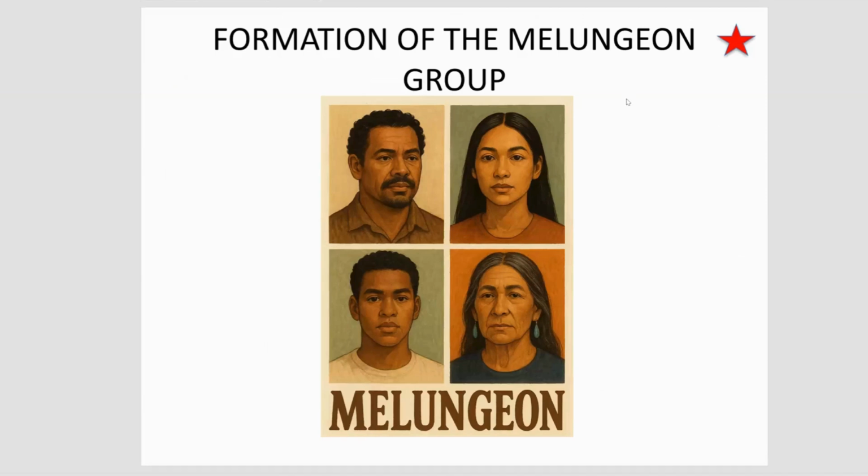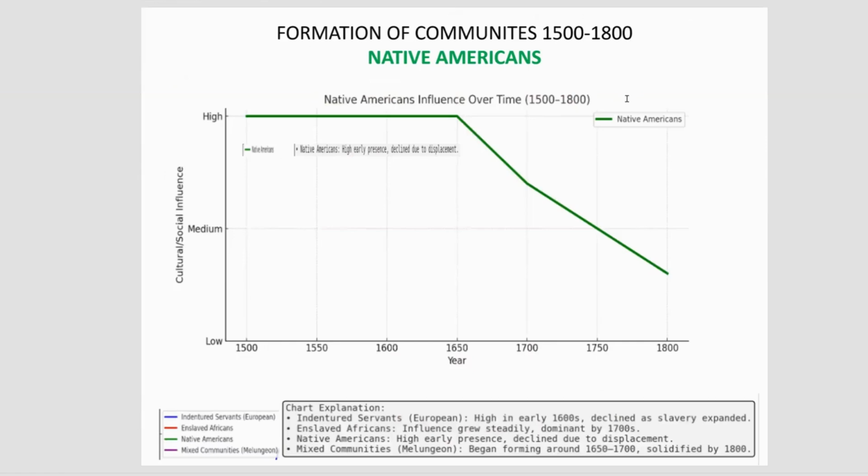So, the formation of these Melungeon groups. This is where ChatGPT can be awesome, right? As I was thinking about it over time, when did this blending start occurring? This is a slide showing the Native Americans, and I just went as far back as 1500. I'll share a slide that's going to talk about their origin. But let's start with 1500.